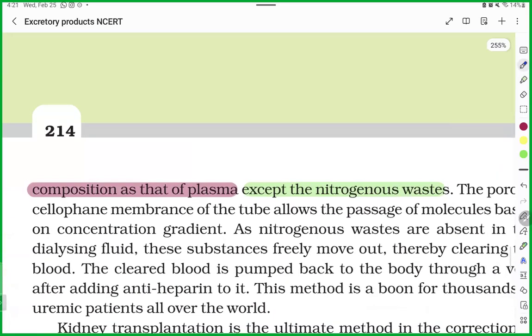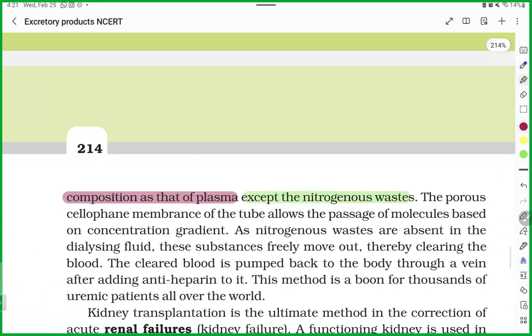So what will happen? This porous cellophane membrane will allow the passage of nitrogenous waste based on the concentration gradient. Because in the cellophane tube we have nitrogenous waste because plasma is there. In the dialysis unit, nitrogenous waste is not there. So nitrogenous waste will come out of the blood. Nitrogenous waste is absent in the dialysis unit, so it will freely move out.